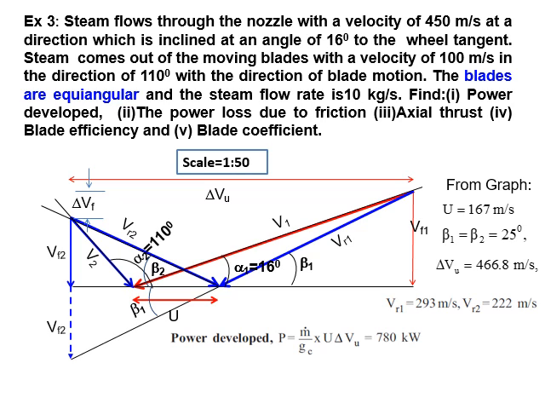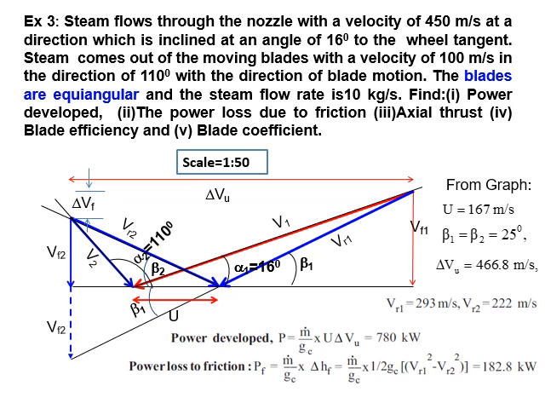So now power is calculated, and that value is 780 kilowatt. The power loss due to friction is calculated by using the formula m by Gc into delta HF, where delta HF is equal to 1 by 2 Gc into VR1 square minus VR2 square. After substitution of these values into that expression, we get the answer as 182.8 kilowatt.